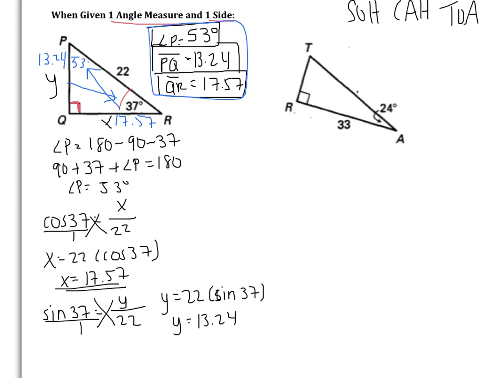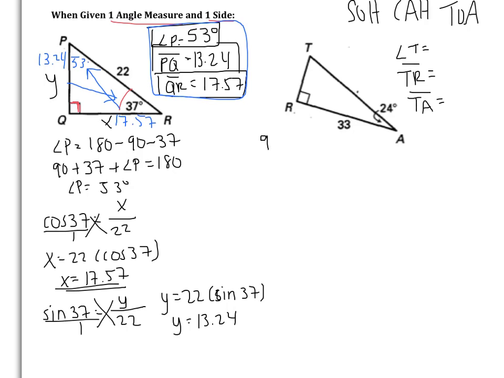Okay, looking at our second example. Again, it would ask us to solve the triangle. So that means find everything that's not labeled. In this case, I need to know what angle T is, what side TR is, and what side TA is. It's easiest to find angle T first, in my opinion. Don't have to, but that's how I'm going to start.